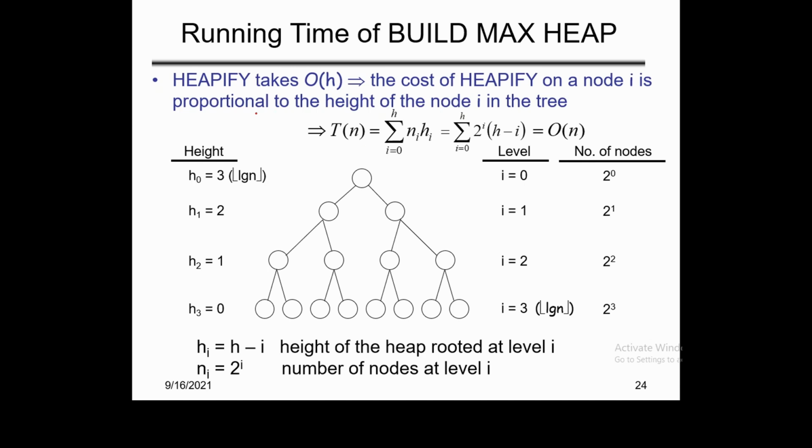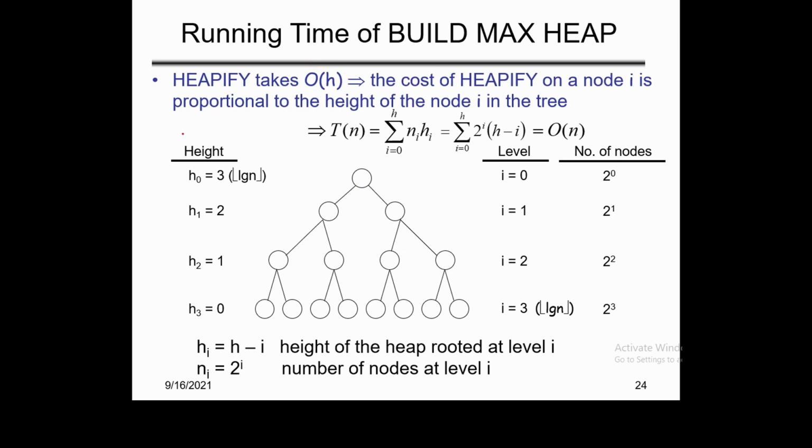So basically heapify procedure will take O of h time, this is clear, it will take log n time there. So the cost of heapify on a node i is proportional to the height of the node in the tree. Again, I'm repeating it. The cost of heapify on a node i, this particular node for which we will execute it, is proportional to the height of the node i in the tree. Means as we apply it here, it will be proportional to the height. Doing it for this one will take fewer comparisons, doing it here will take more comparisons.